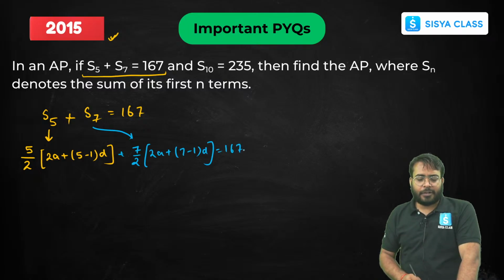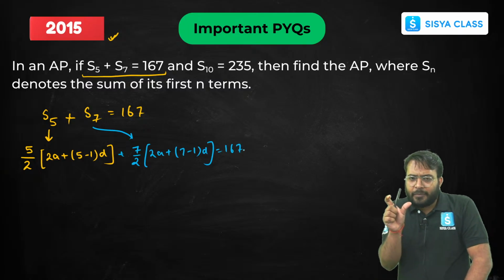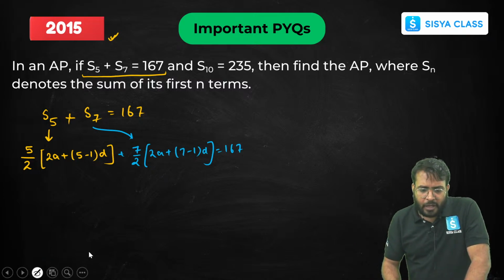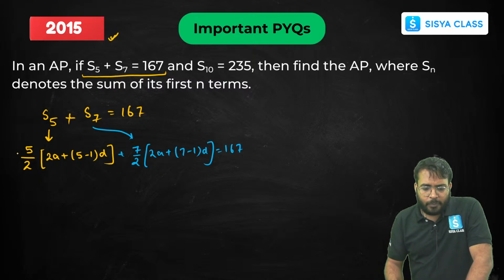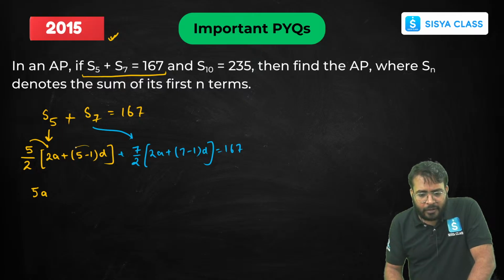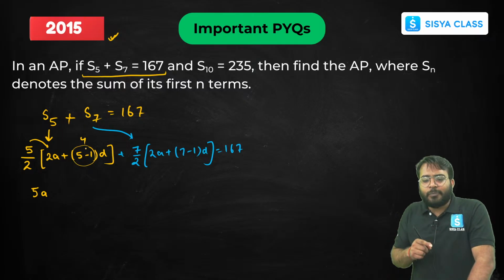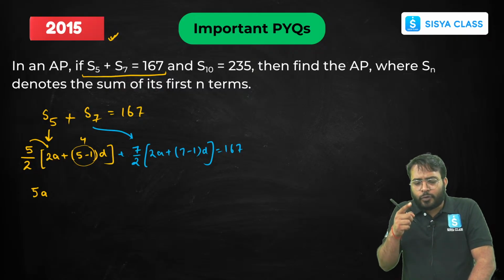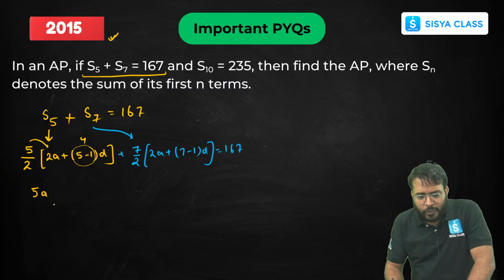Now can we simplify this? Yes sir, we can simplify this. Multiply 5 by 2 into 2a, you will get 5a, 2 and 2 get cancelled. And here 5 minus 1 means 4. So 5 by 2 into 4, 2 and 4 get cancelled, so 5 into 2 you will get 10d.